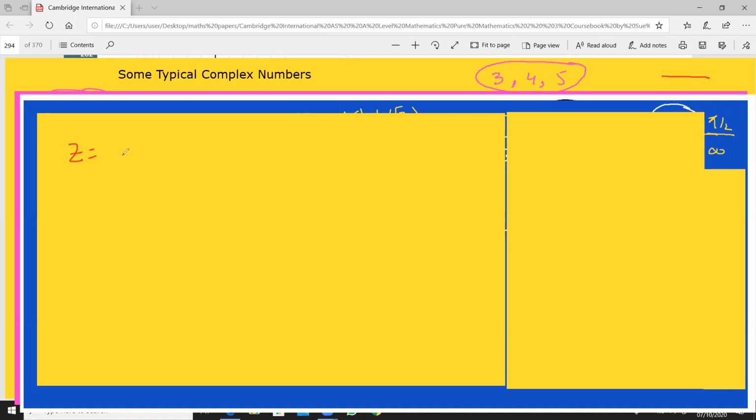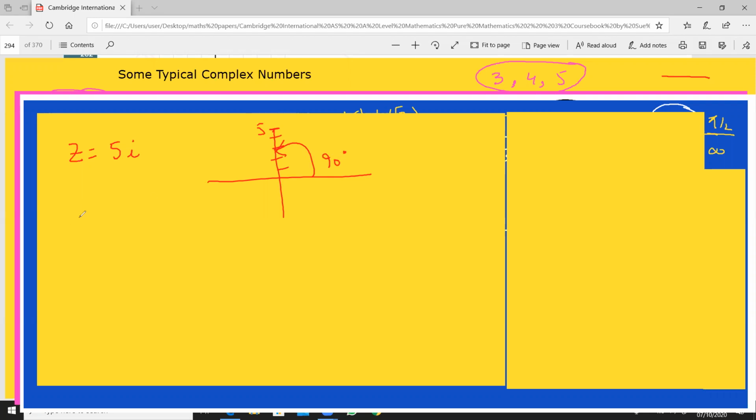Anyone, give me a complex number whose argument is 90 degrees or pi by 2. I could not hear you. Sir, 5 iota. Yeah, very good. This is, let's say, 5 iota. Look at this. By just drawing this, you see that this is 5 over here. So from this to this, the angle is simply 90 degrees.